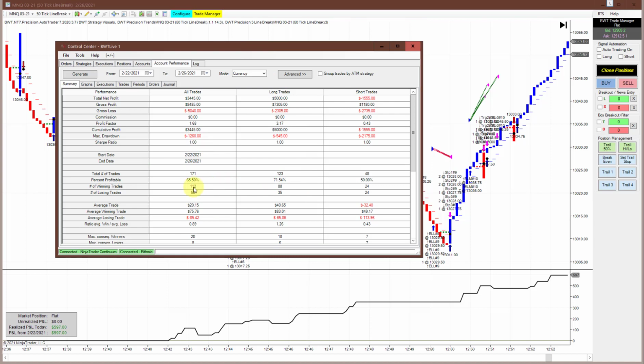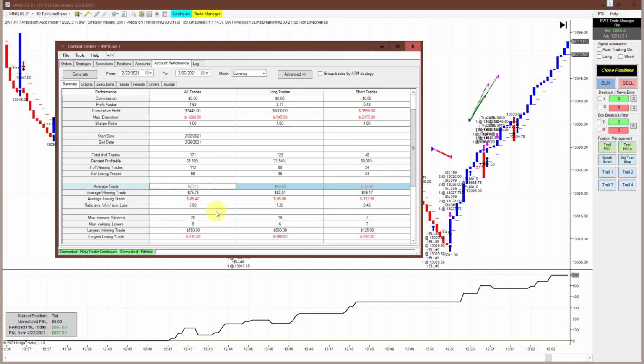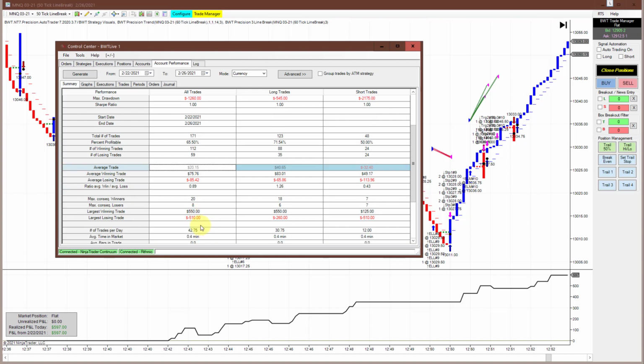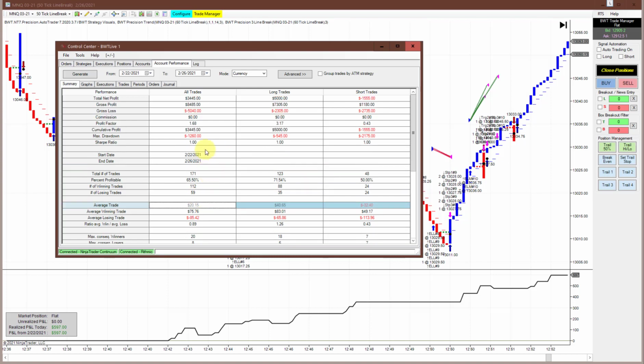Looking at my stats here, I got some pretty good numbers. 65% profitable. While the average trade doesn't seem like much, remember when you're trading the micros, that really drags these numbers down. But anyway, my largest losing trade is 500, and largest winner was 550. And so on. So all in all, this is pretty good. My profit factor is 1.68, respectable, and 65% win rate is pretty solid.